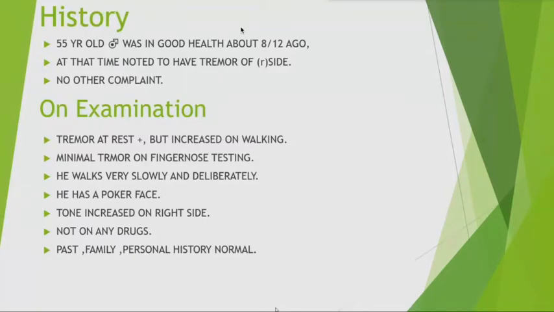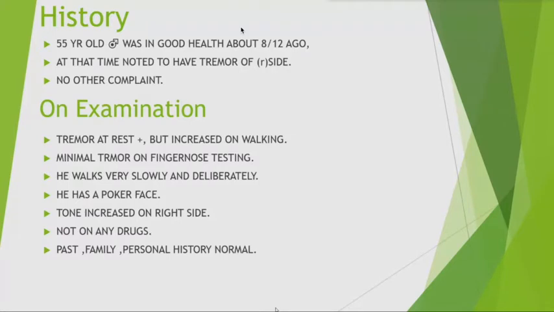Sir, first line, gait. Walking slowly means he is having bradykinesia. Bradykinesia, so this is very classical. Bradykinesia is the most disabling symptom of Parkinson's, and he has got that problem. He walks very slowly and he is walking deliberately. And he has a poker face. What is that?